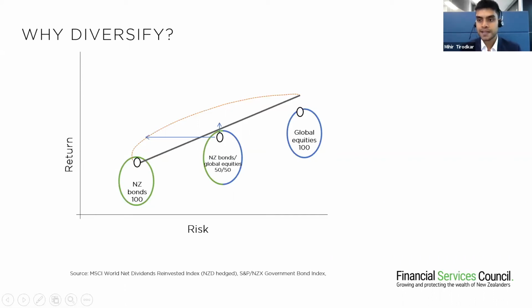Without getting into the maths, and there are statistical proofs for this, it isn't just intuitive, when you combine securities or asset classes which are imperfectly correlated to create one portfolio, what you do get is a weighted average of the return, meaning a 50-50 portfolio would just be 50% of the expected returns of bonds and 50% of the expected returns of equities. But you don't get the weighted average risk.